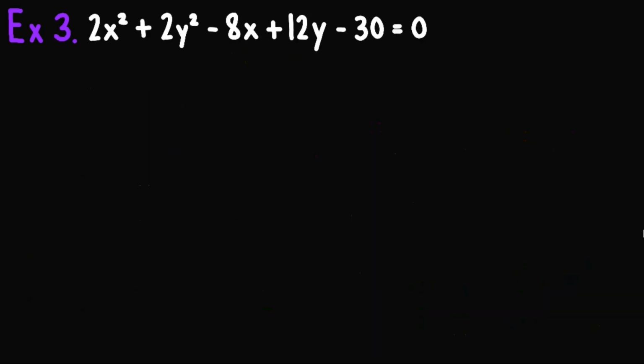Let's now have this last example. Again, feel free to pause the video so that you may try this one first on your own. Okay, good. So let's start. This will be our final example. Here, first, observe that the coefficients of x squared and y squared are equal and non-zero. So this one is indeed a circle.